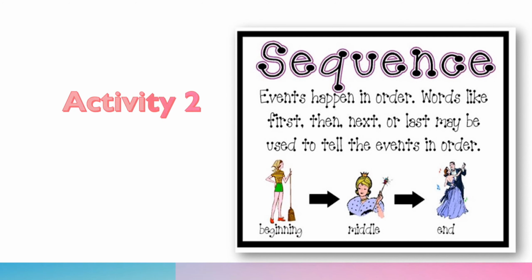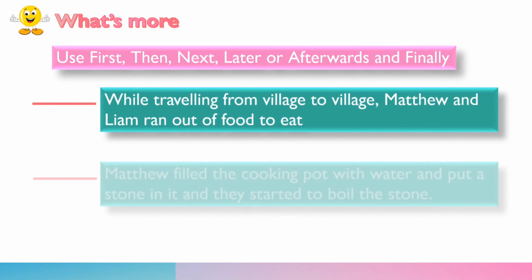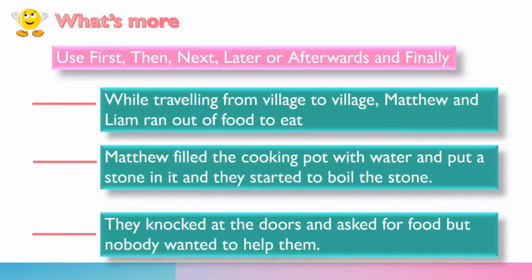Now, let us move on to activity 2. In the story Stone Soup, let us try to sequence the events in order. Write the sequence signals to arrange the events. Use first, then, next, later, or afterwards, and finally.